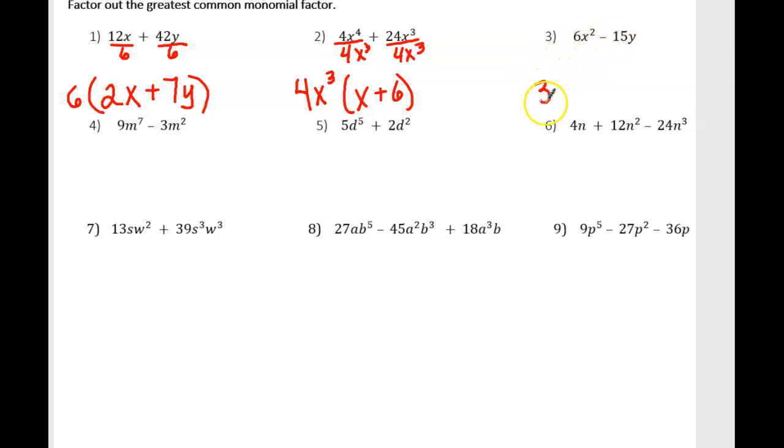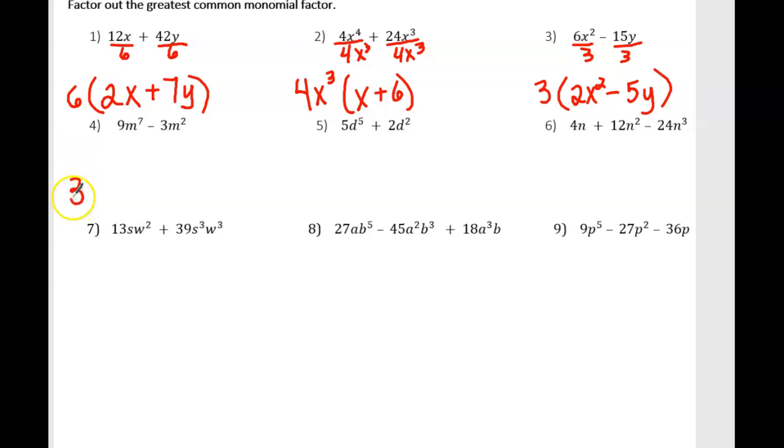Number 3, the only thing we can factor out is a 3. If we took each of these terms and divided by 3, we would get 2x squared minus 5y. You guys can pause the video and try the next ones. I'm going to go ahead and just give you the answers here.